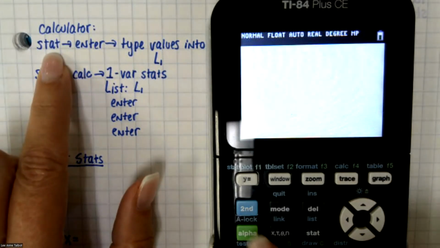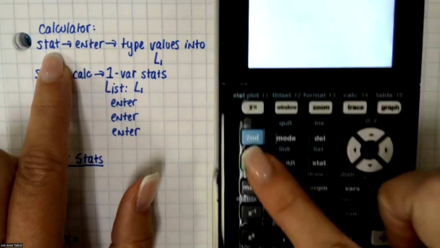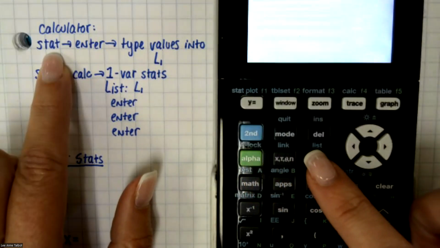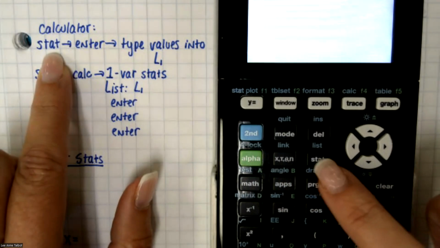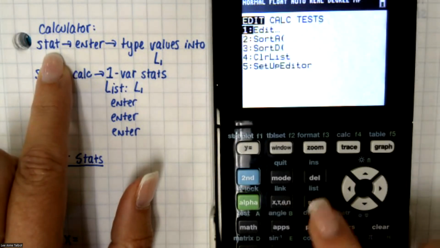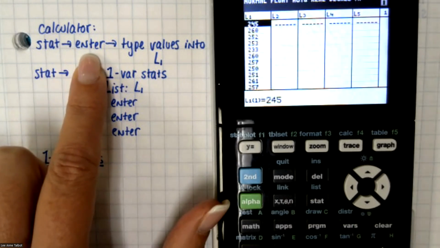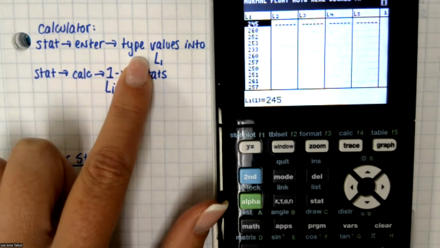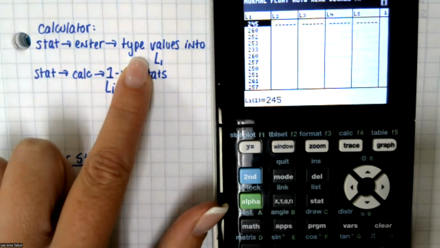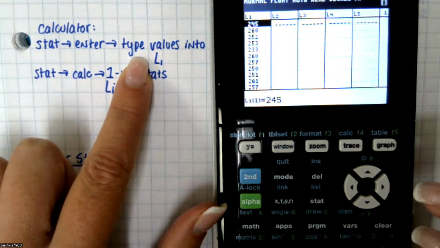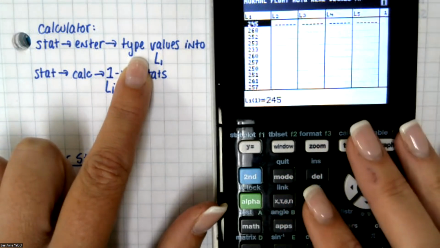The stat button is located 2 over from the green button. So green button, 2 over is stat. So you have stat at the stat button. And then enter. And then we need to type our numbers into L1. I already have a bunch of stuff in my L1. Does anybody have stuff in their L1 already? Nobody in the whole class? Okay, let me teach you how to clear it.